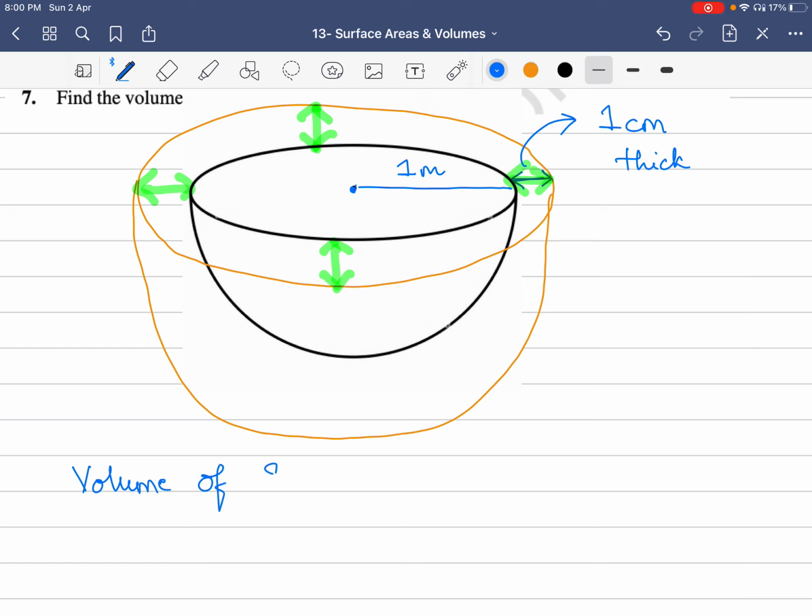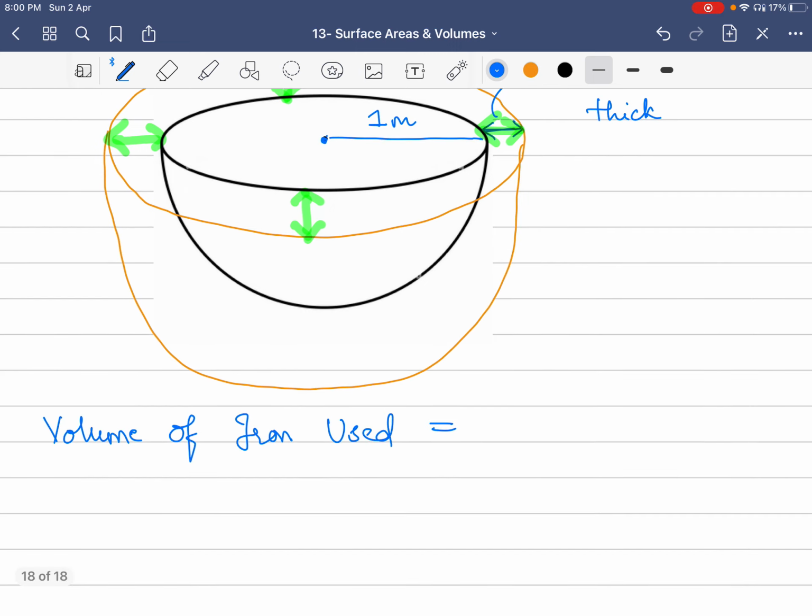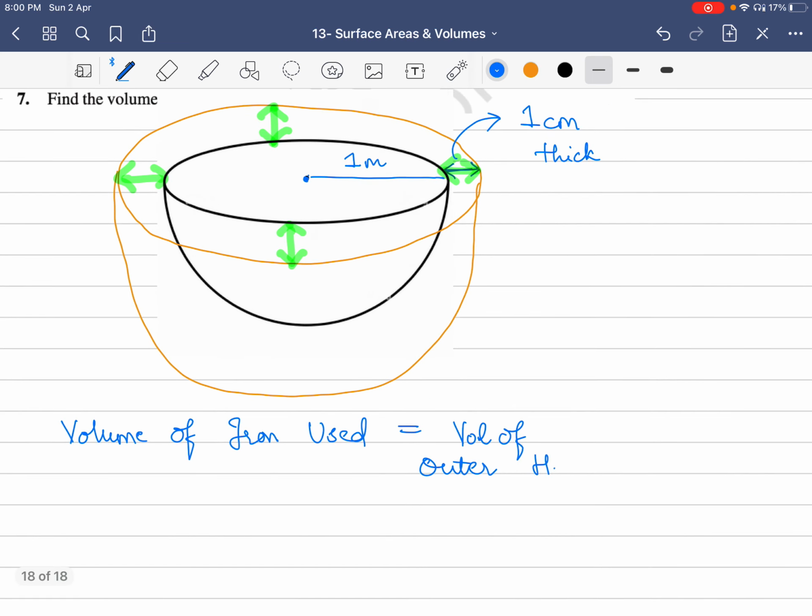Volume of ion used is equal to what? That is equal to the volume of the outer hemisphere minus the volume of the inner hemisphere. The volume of the outer hemisphere minus the volume of the inner hemisphere is going to give us the volume of the ion used.